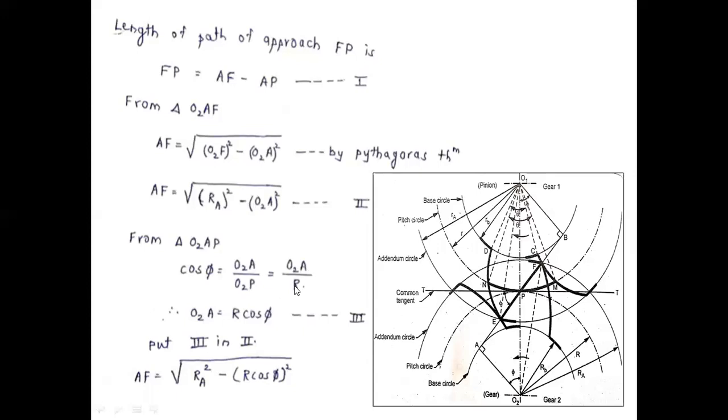O2A is equal to multiply by this R into cos phi. So O2A is equal to R cos phi. So putting that value of O2A in equation number 2, AF becomes under root capital R square minus capital R cos phi, this R cos phi being O2A, according to Pythagoras theorem.